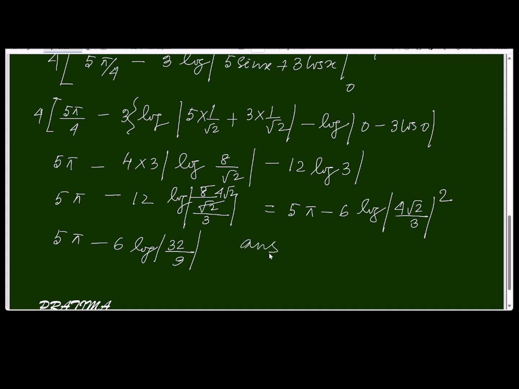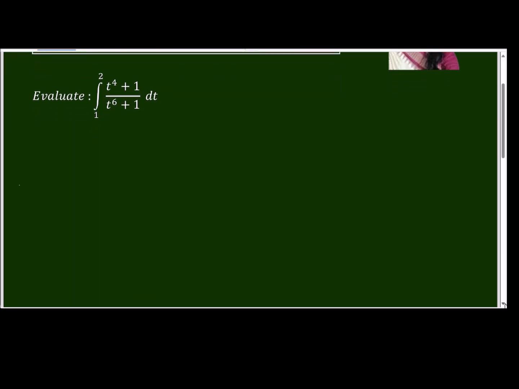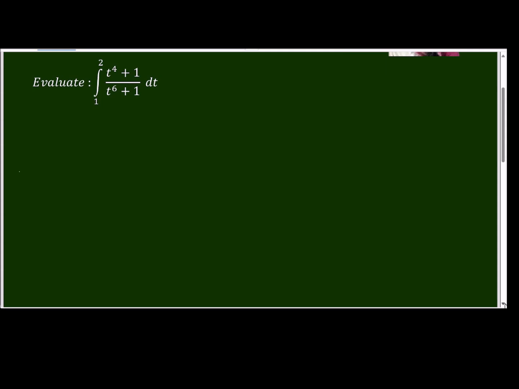This is the answer. Question is, evaluate the integral (t^4 + 1) over (t^6 + 1) with respect to t from limit 1 to 2. So the only thing is, we have to break this numerator so that we can be able to do this. So let's see. You will see the denominator is t to the power 6 plus 1. It can be factorized into (t^2 + 1) into (t^4 - t^2 + 1).